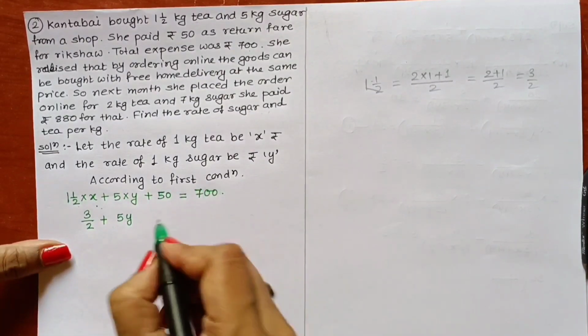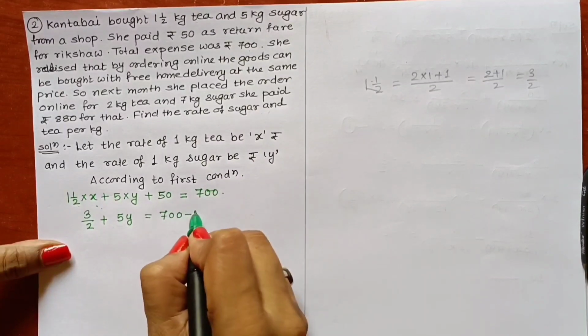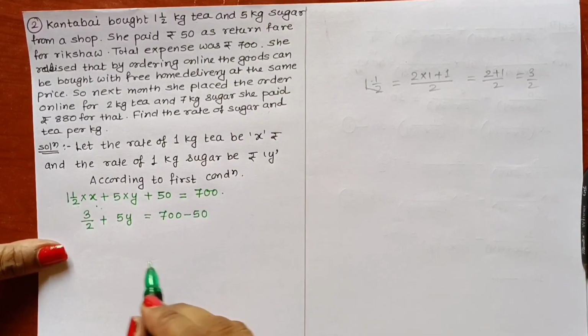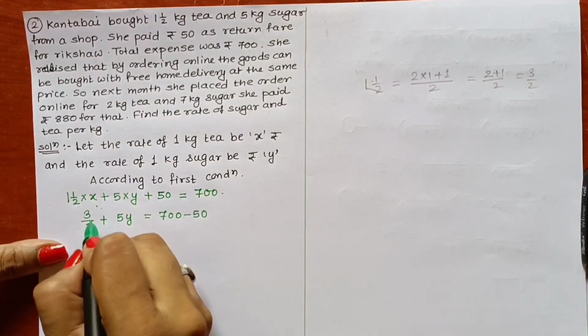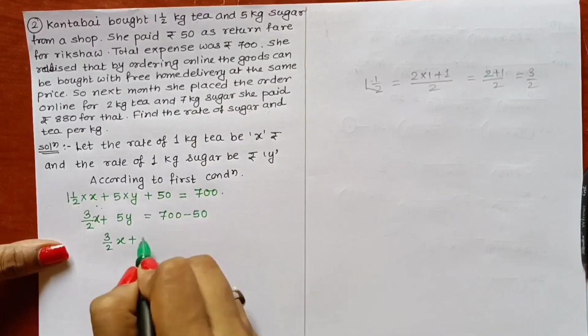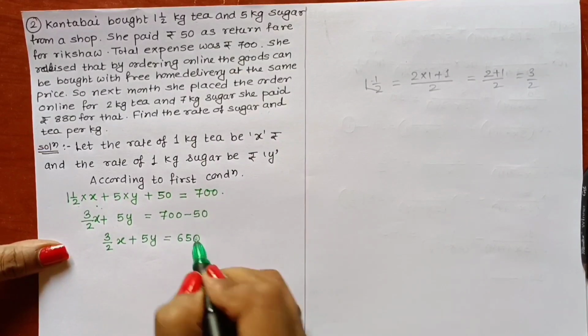Now this 50 I bring on this side, 700 as it is, because 50 is a constant term. So we can bring it on the right hand side. So it will be 700 minus 50. So we get 3 upon 2 x plus 5y is equal to 650.